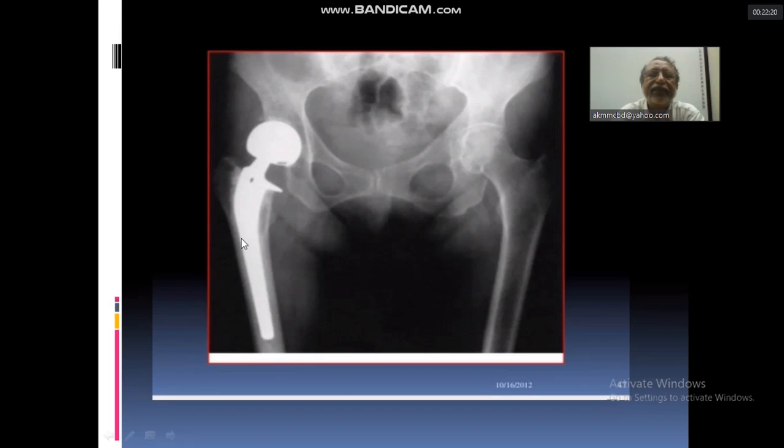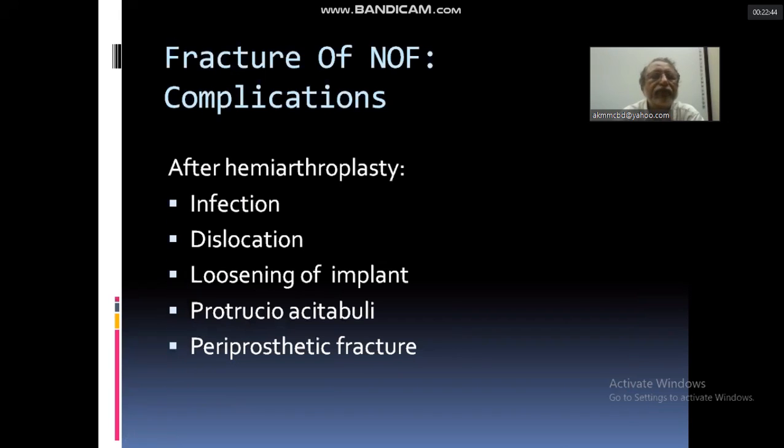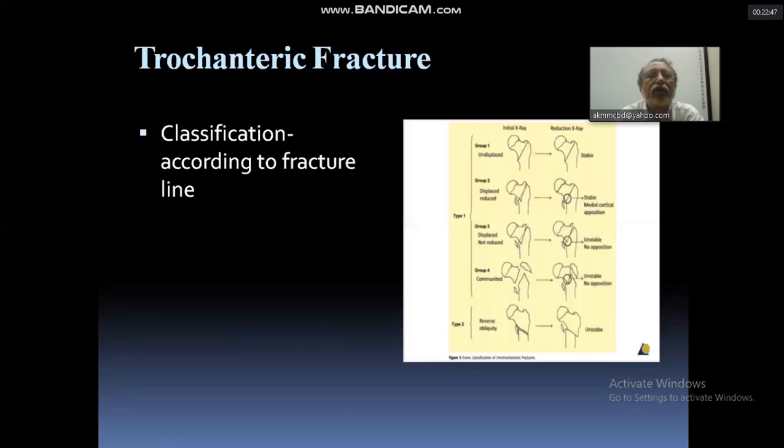Here, if there is a technically defective operation, particularly during the operation, when we are making space for the shaft, we can make a crack there, and later on a fracture can occur around that shaft of the prosthesis. That is periprosthetic fracture. Okay. Now, these are the things about the fracture neck of the femur.